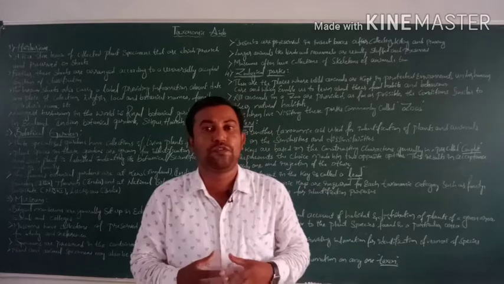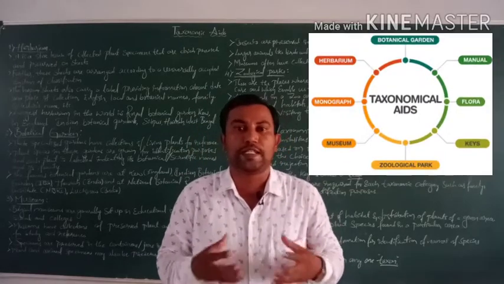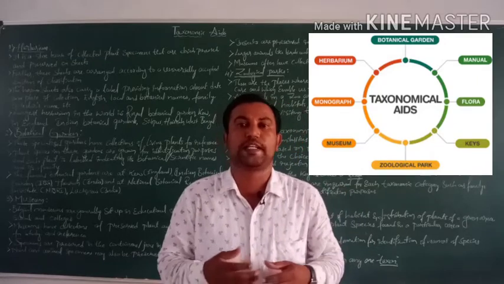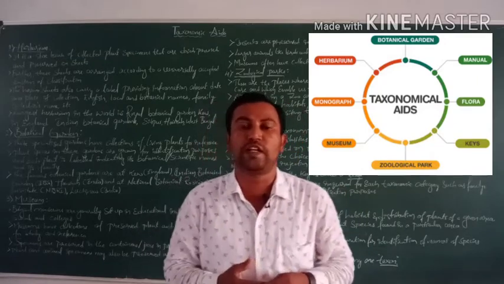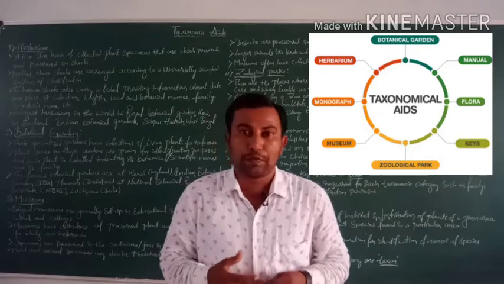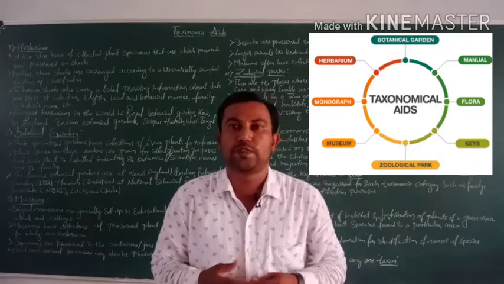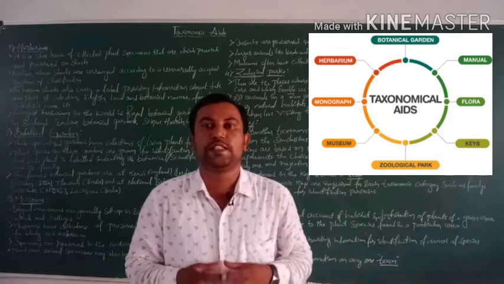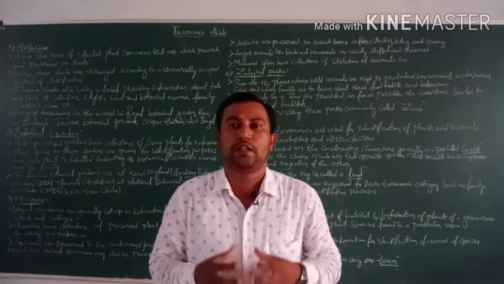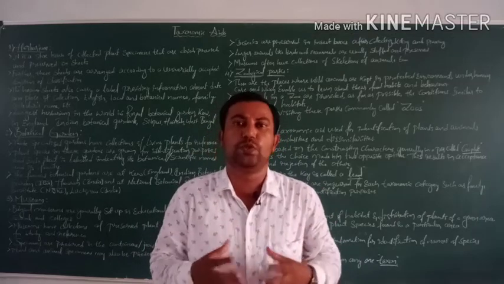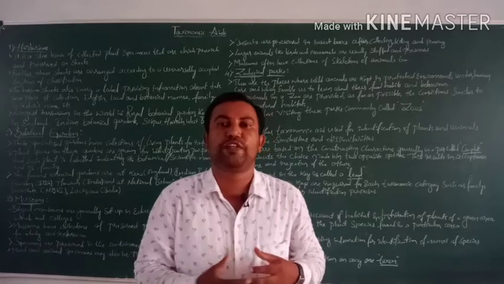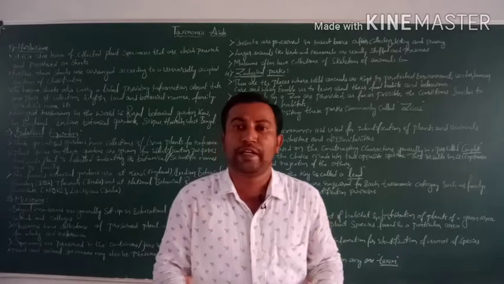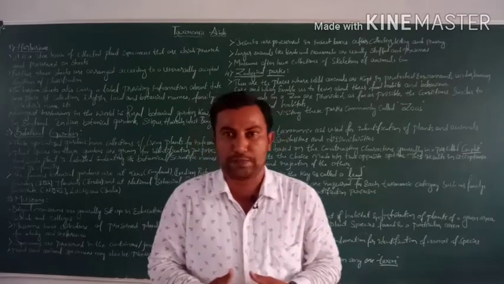So how many types of taxonomical aids are present here? There are 5 types of taxonomical aids. Number 1, the first one is the herbarium, the second one is botanical gardens, the third one is museums, the fourth one is zoological parks, and the fifth one is the key. These are tools which are helpful for identification or classification of organisms very well. It may be plants or animals or other organisms also.